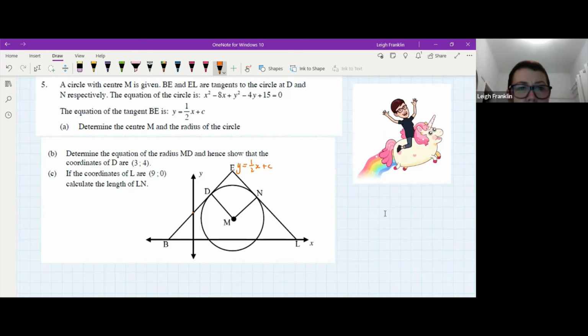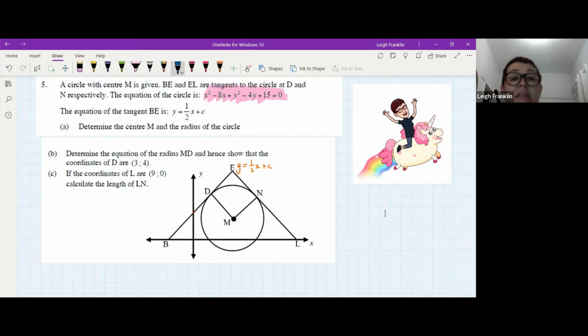The coordinates, we don't have anything else. Oh, and we know what the equation of the circle is. They've told us that that is this over here. All right, so now the first thing that they want us to do in part A is to determine the center M and the radius of the circle.